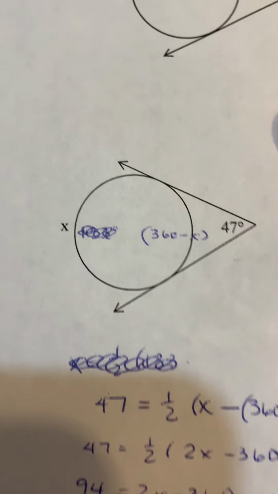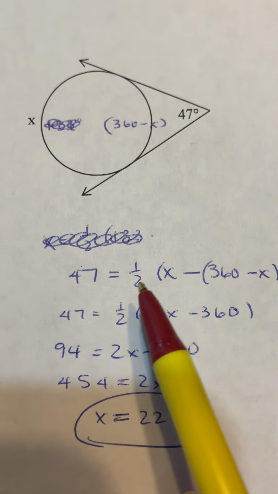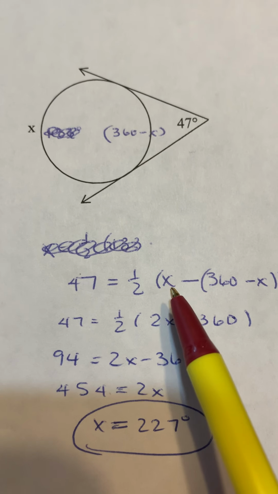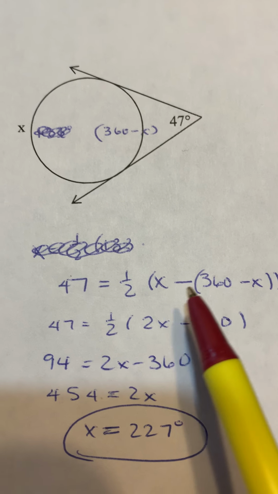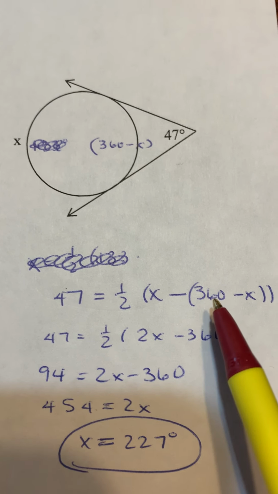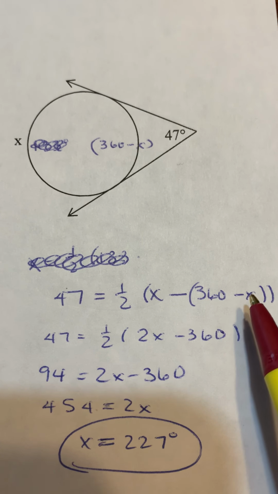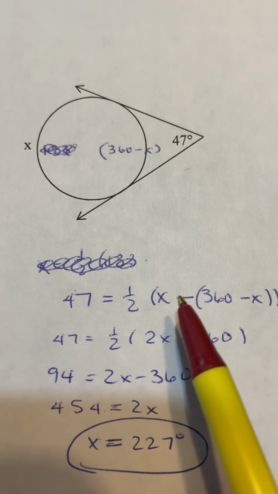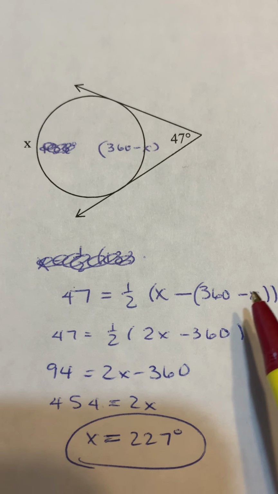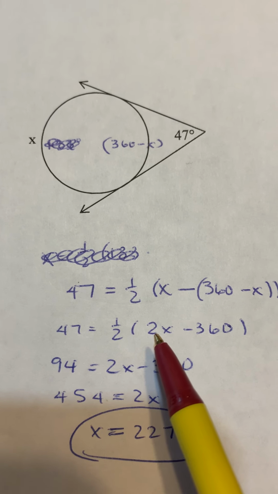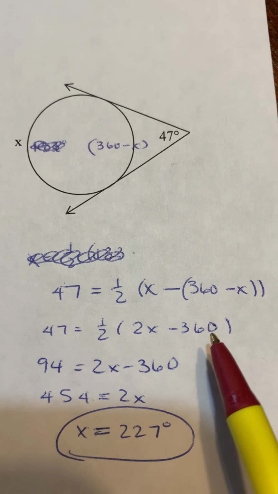So this becomes complicated with the algebra. So here's what the algebra does. We have the answer. It's equal to half of the difference of the intercepted arcs. It's always the bigger one minus the smaller one. Of course, bigger minus smaller. So x is the bigger. 360 minus x is the smaller. So here's the issue now. You're going to have to use the distributive property. Distributive property obviously keeps that negative, but makes that positive. Negative times negative is positive. So x plus x is where the 2x comes from. So 47 is equal to 1/2 of 2x minus 360.